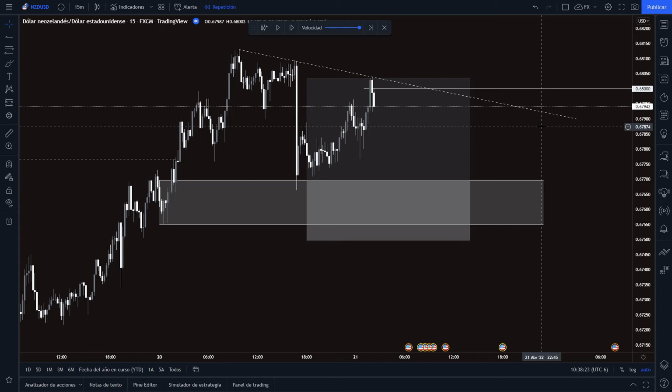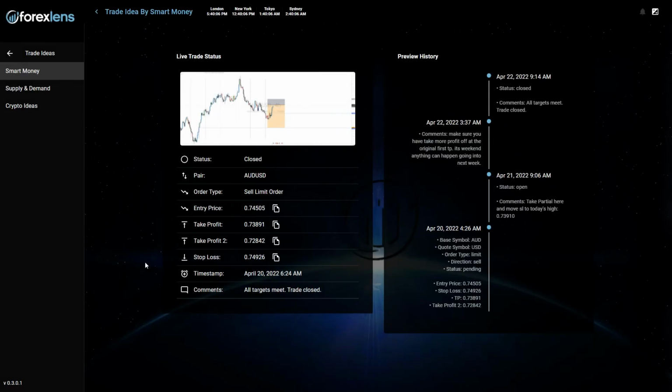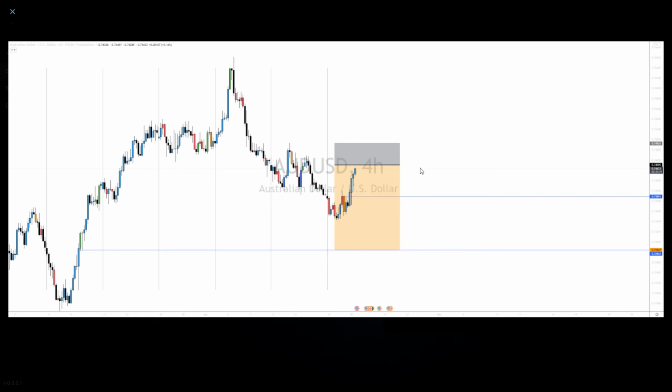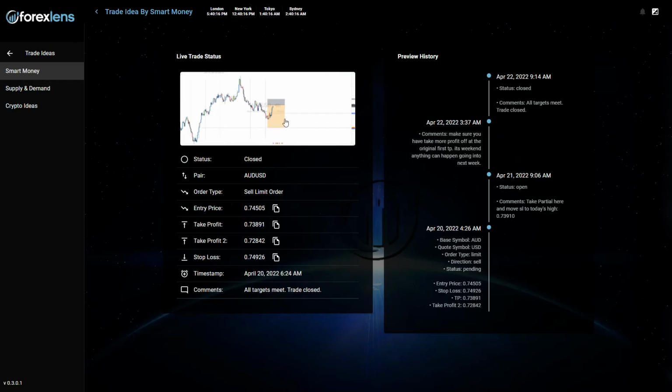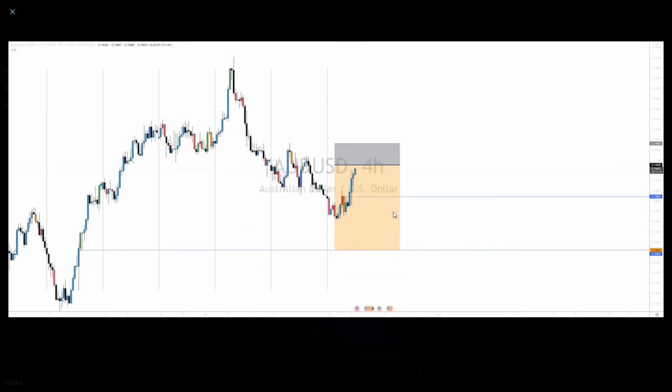Let's check what we did with the smart money trading ideas. Our smart money trader did pretty good this week. He sent this signal on Aussie dollar. It was a sell signal, and all targets met. Trade closed. TP1, TP2. It was a very nice trade. I'll show you how it went.